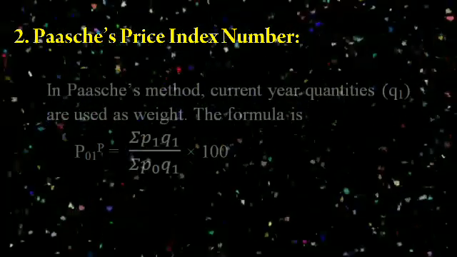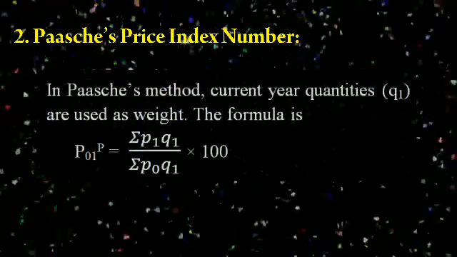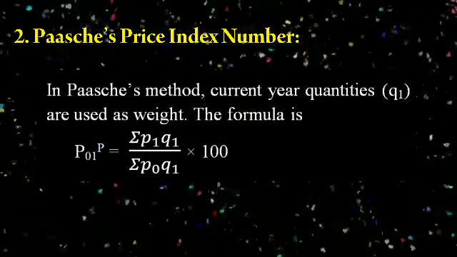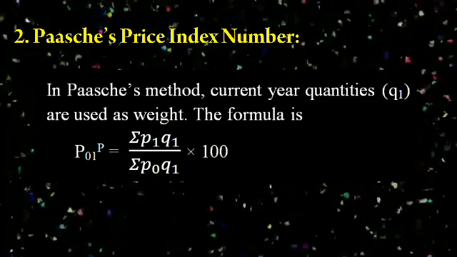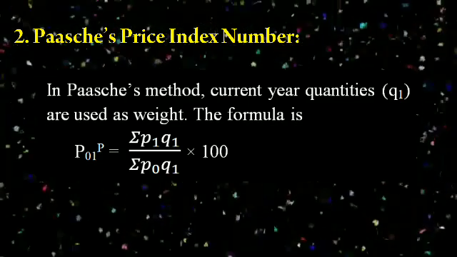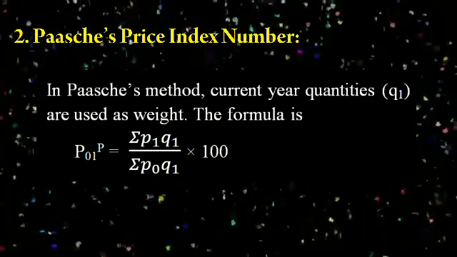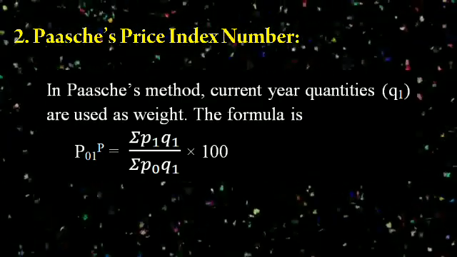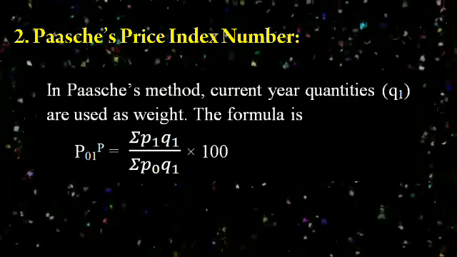Second one, Paasche's price index number. In Paasche's method, current year quantities are used as weights. So for the previous method, Laspeyres', base year quantities were considered as weights. For Paasche's method, current year quantities are considered as weights. So again, while writing the formula, you are finding a price index.